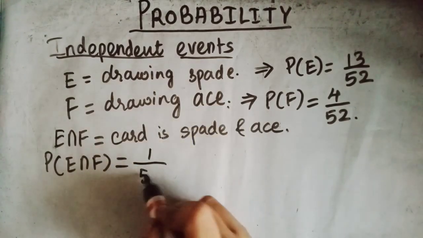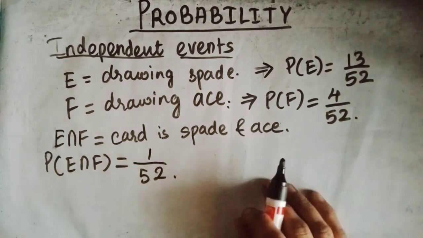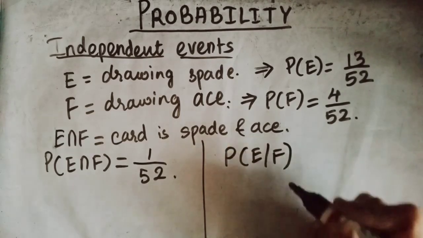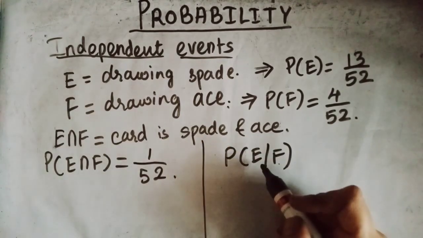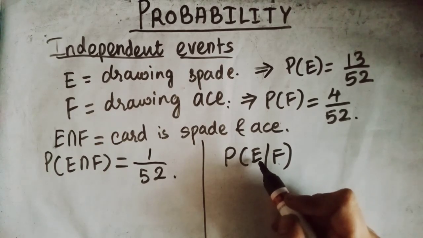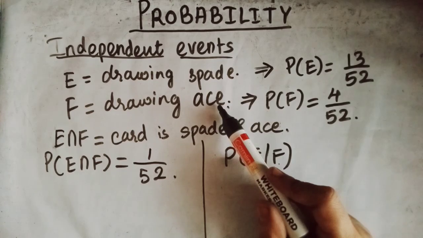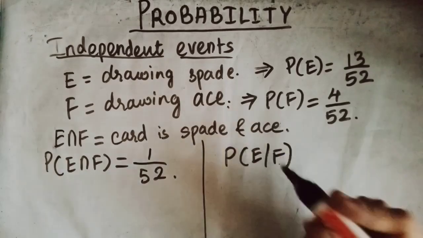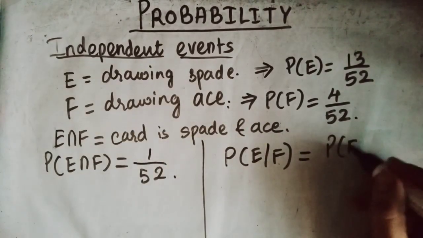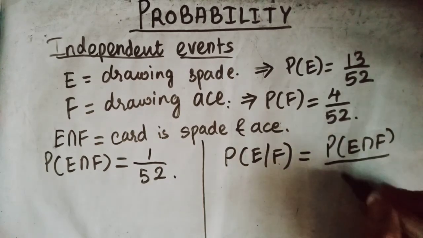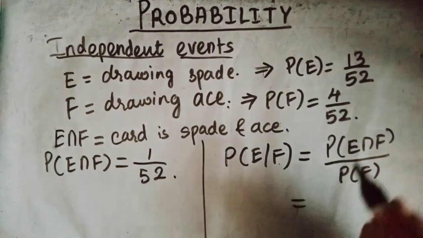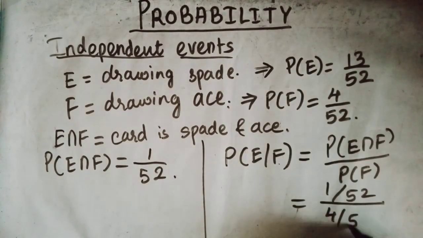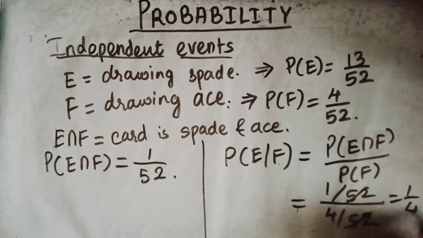1 upon 52. Now let's find the conditional probability, that is, F event has already occurred and we are finding the probability of E event, that is, the card is a spade. So it will be P of E intersection F upon P of F. P of E intersection F is 1 upon 52 and P of F is 4 upon 52. So this comes to 1 upon 4.